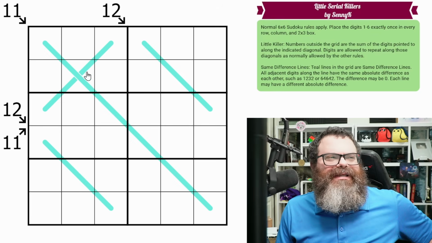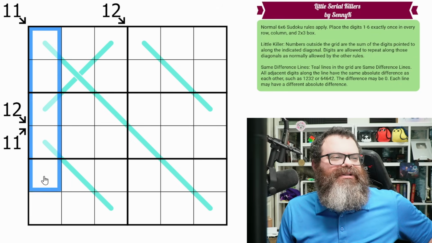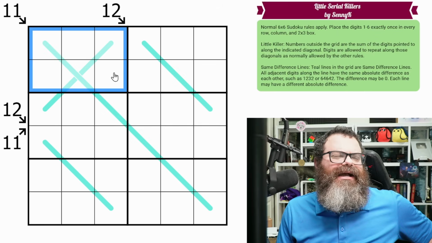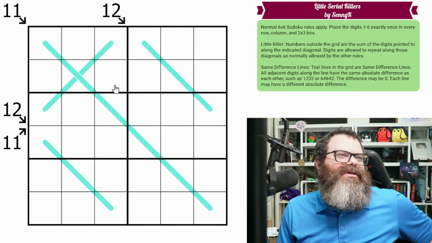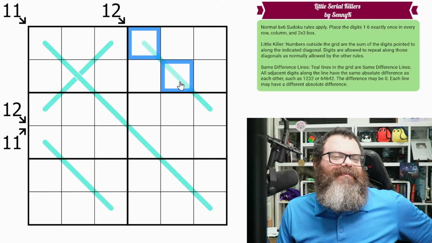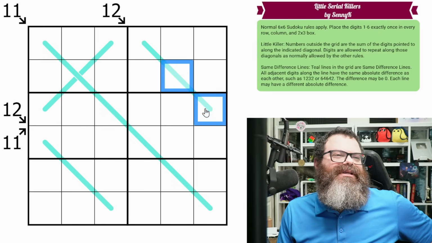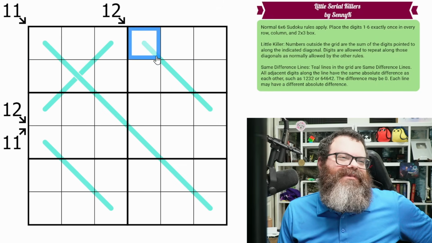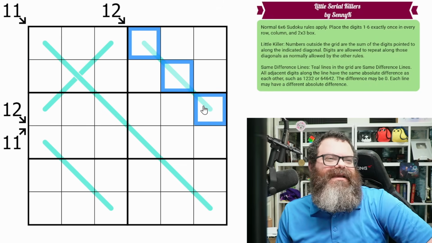So we have normal 6x6 Sudoku rules. That means in each row, each column, and each 2x3 box, we are placing the digits 1 to 6, exactly once each. We also have these lines in the grid. These are same difference lines. Every pair of adjacent digits in the line, so these two and these two, have the same difference. Different lines can have different differences, but within the same line, they have to have the same difference.